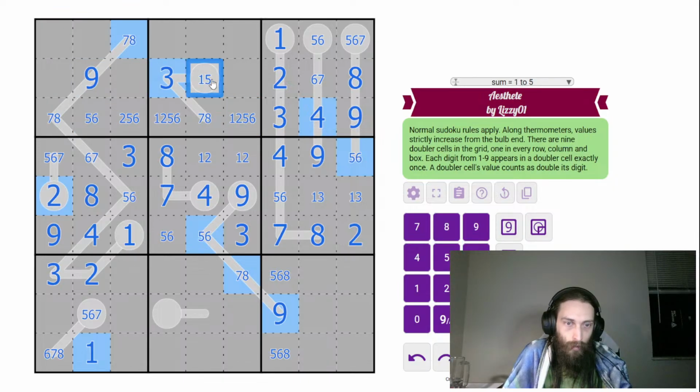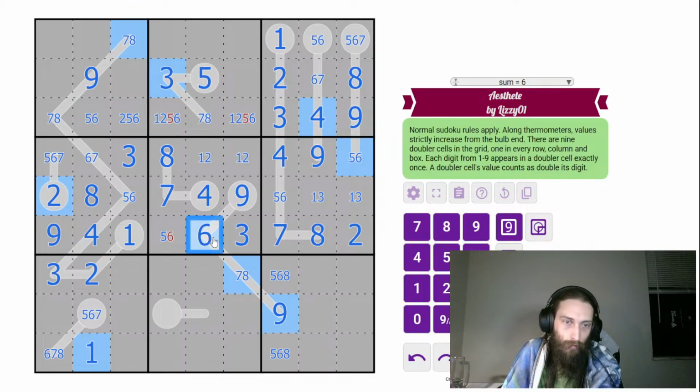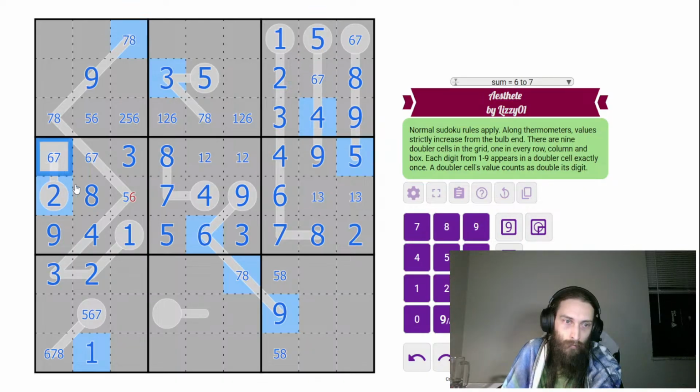When did I get this 5? Why do I think that's a 5? Because 1 in this row has to be here. So that's a 5, that's a 6. Making that a 5. 6 makes that a 5.